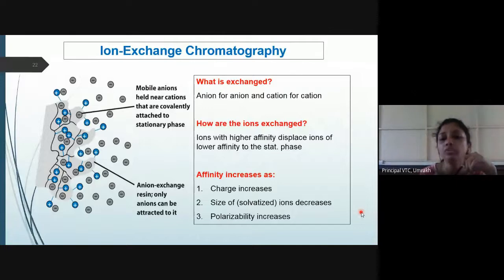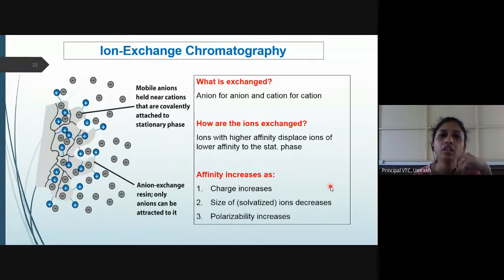So as the size of the ion is decreasing, affinity will be increasing. Affinity will also increase as polarizability increases. Ultimately, we can say that affinity increases as the charge and polarizability increase, but affinity decreases as the size increases. If the size is decreasing, affinity will be increasing.